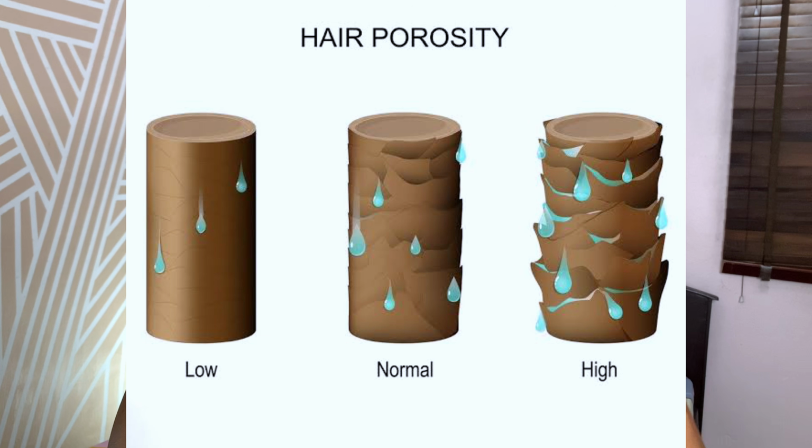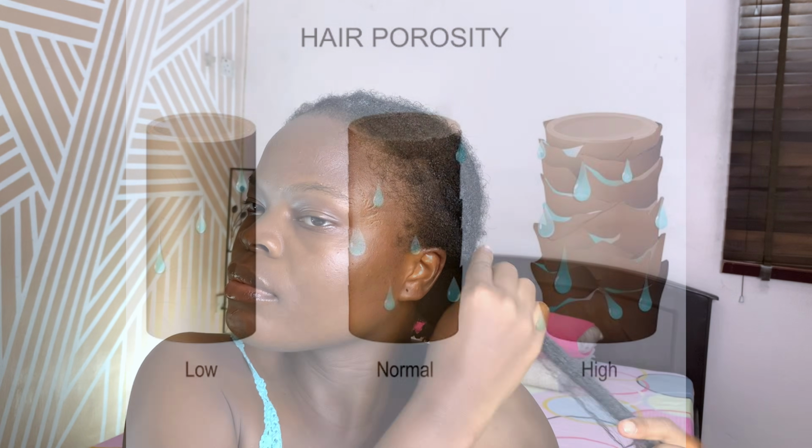There's also something else you can do. You can test your porosity level by running your finger down the strand of your hair. Low porosity hair will feel smooth, whereas if you have high porosity hair, it will feel rough and bumpy because your cuticles are open.